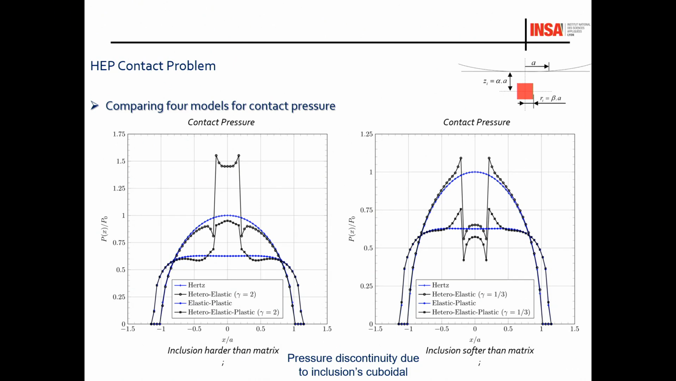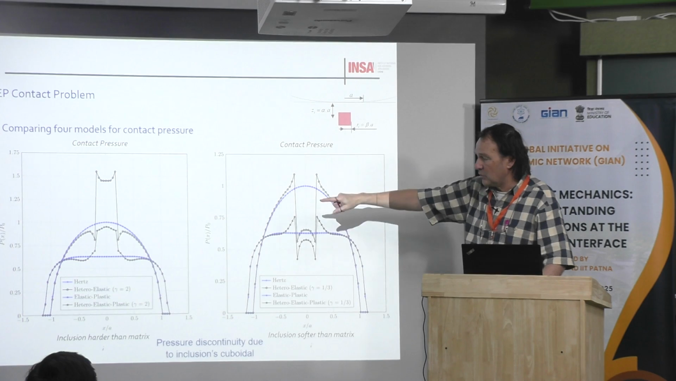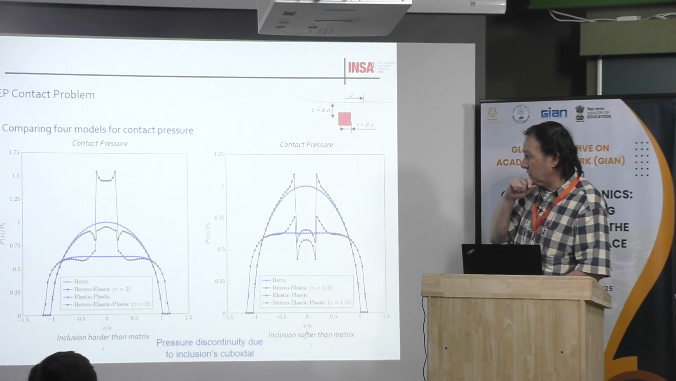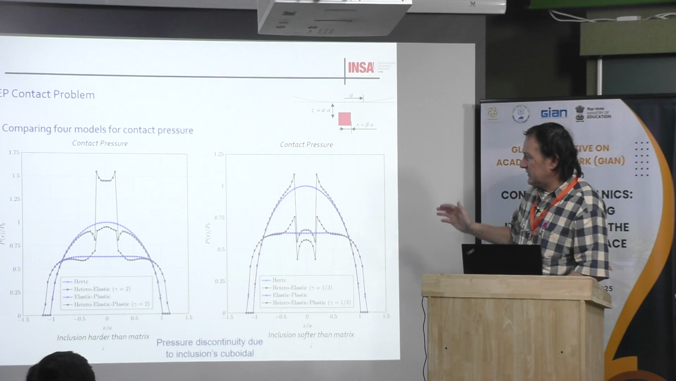Now this is the shape of the inclusion here. Then you can see a more complex pattern for the pressure and for the stress around the inclusions, and there are many results in these two figures.